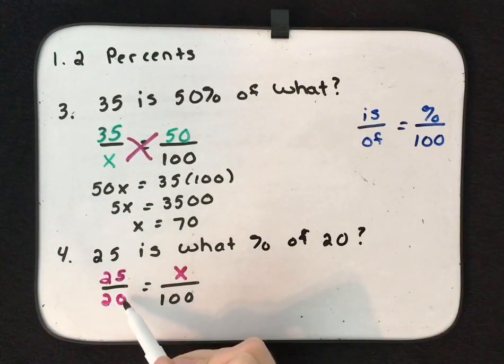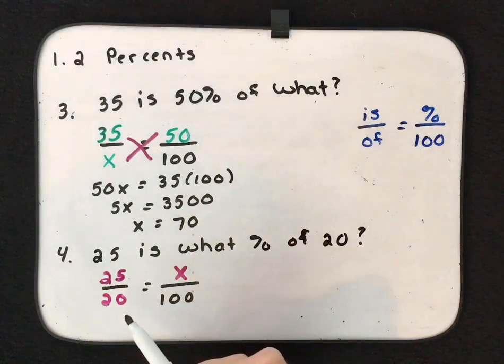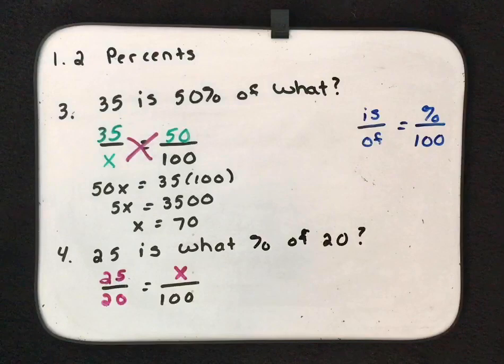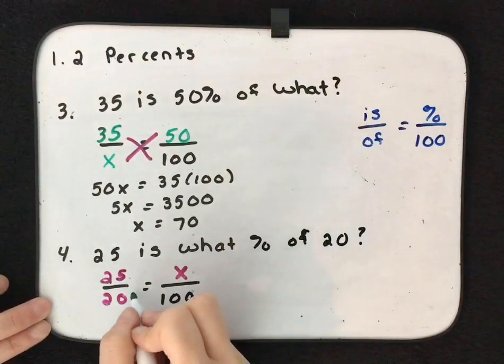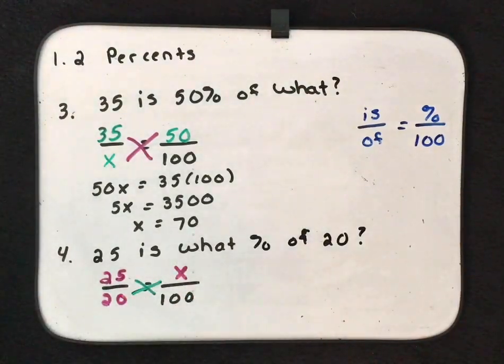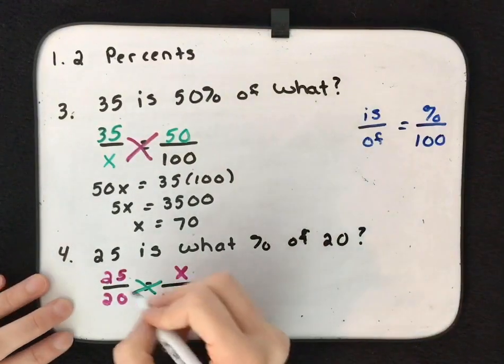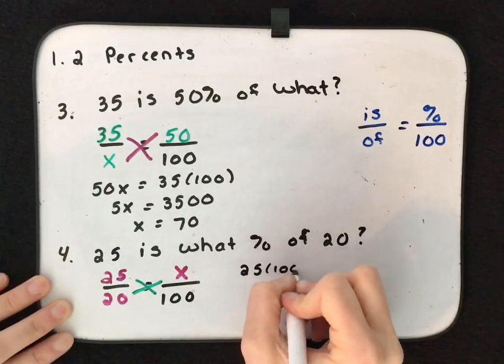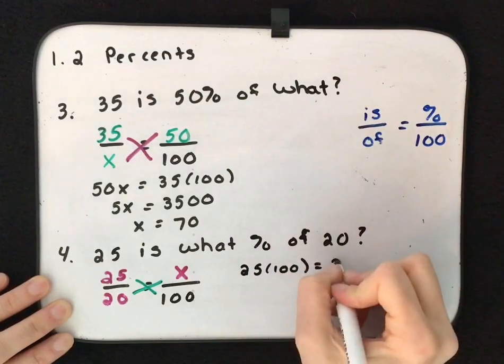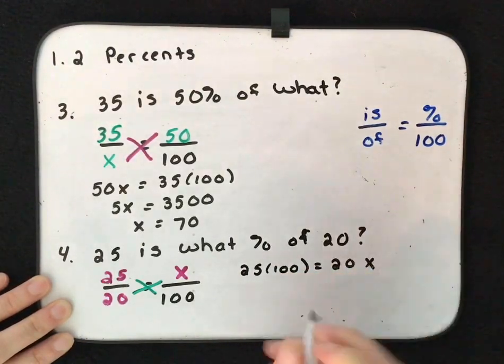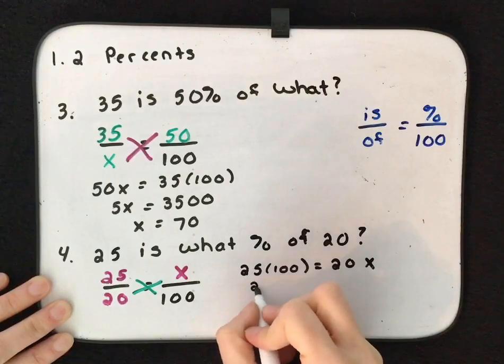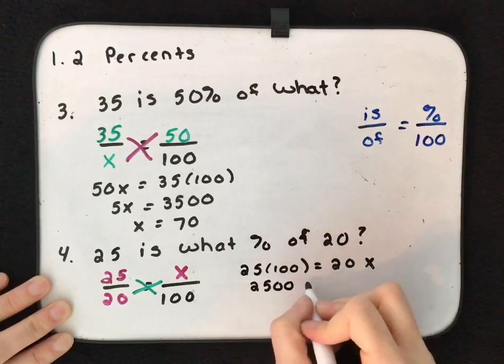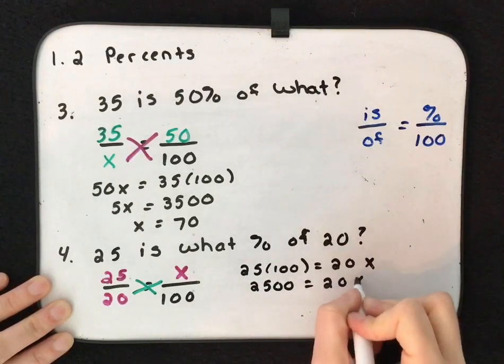Well, 25 is more than 20, so we should expect it to be more than 100. So just keep that in the back of your mind while you're solving so that you can check and make sure that you're on the right track. So let's do our cross multiply. So now we have 100 times 25 equals 20 times x. 25 times 100 is 2,500 equals 20x.